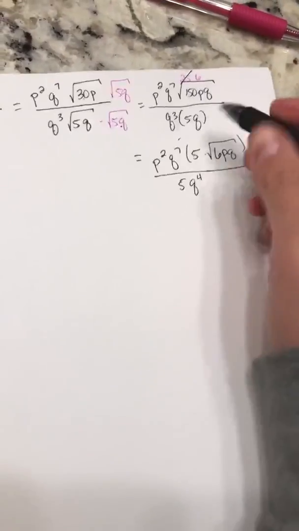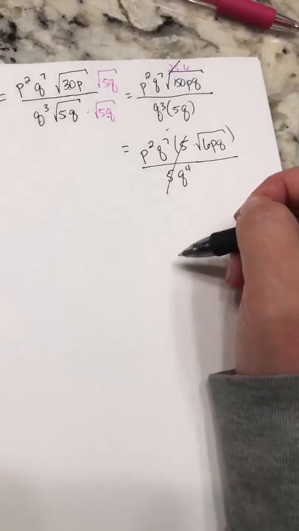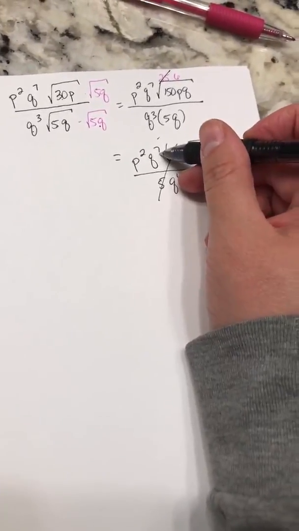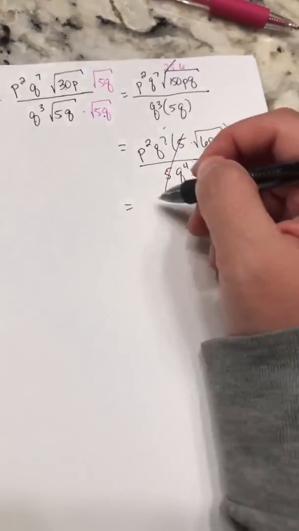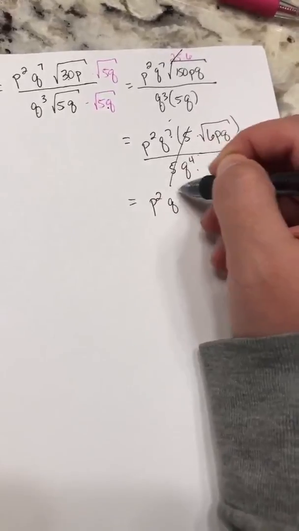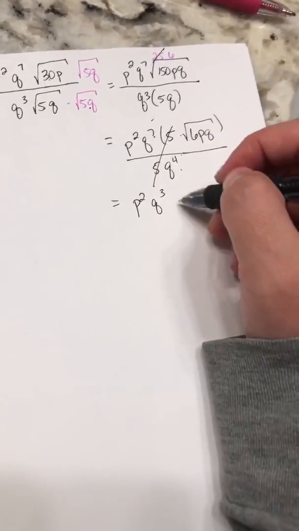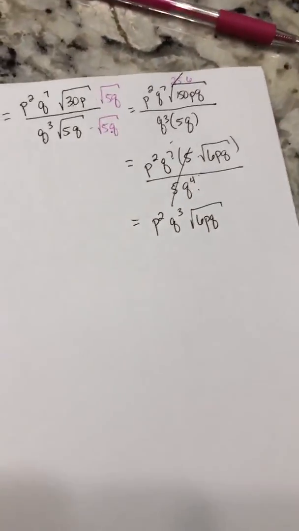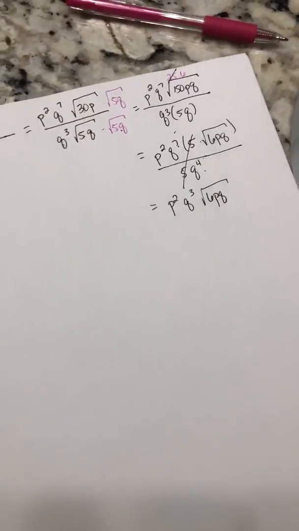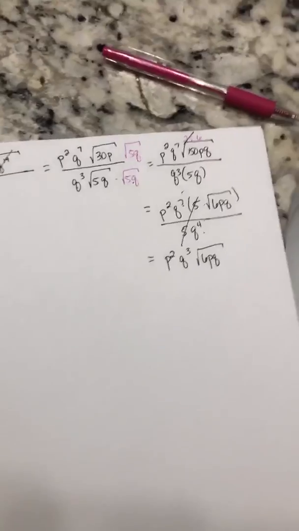Then what happens, these 5s, they cancel. Q to the 7th over q to the 4th, 7 minus 4 is 3. So my final answer, finally, is p squared q cubed times the square root of 6pq. Now that was kind of the roundabout way to get there. It's fine, you can do it that way.